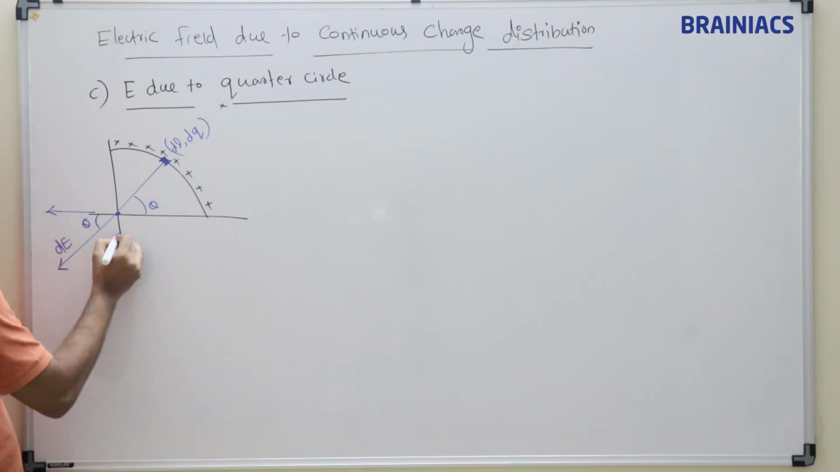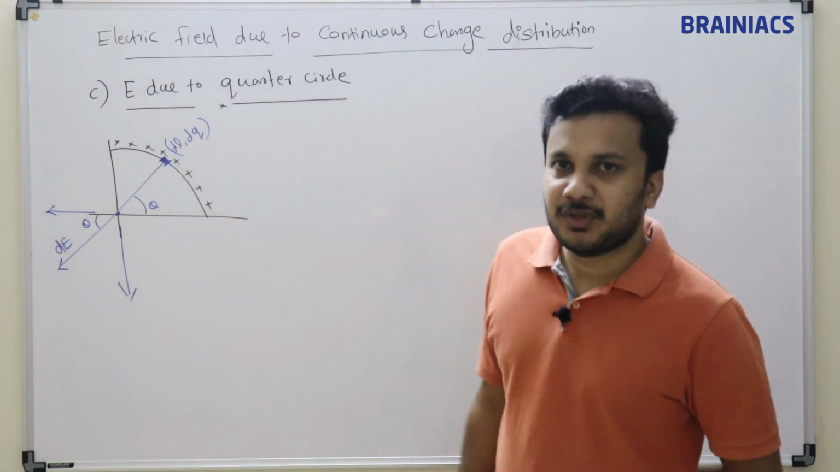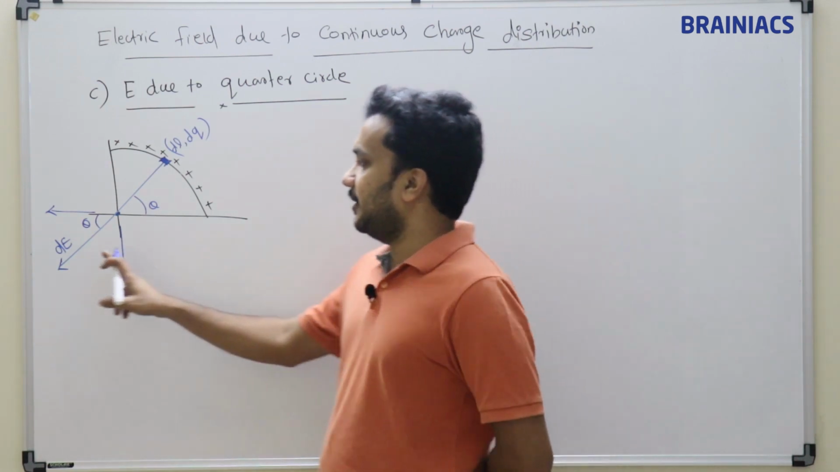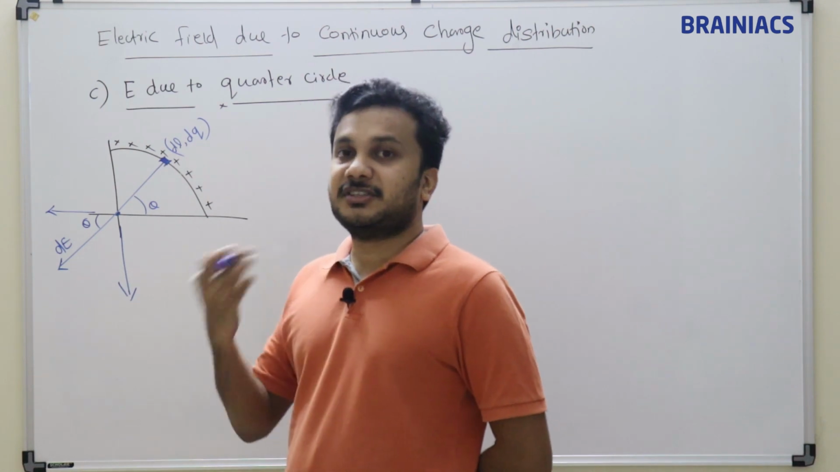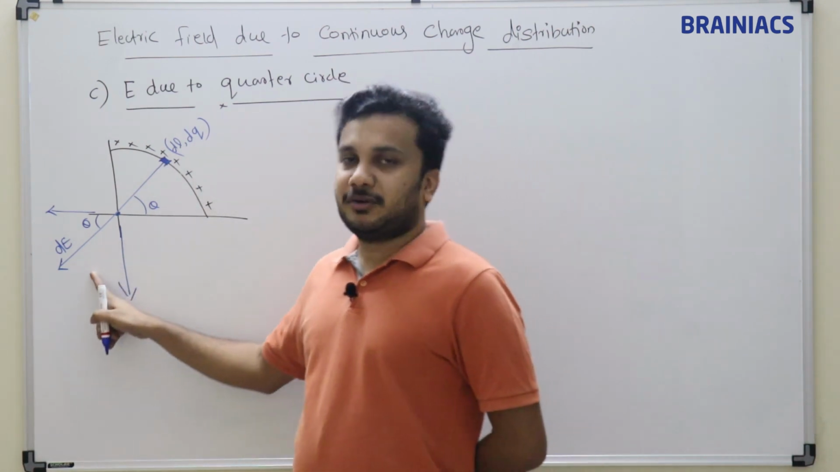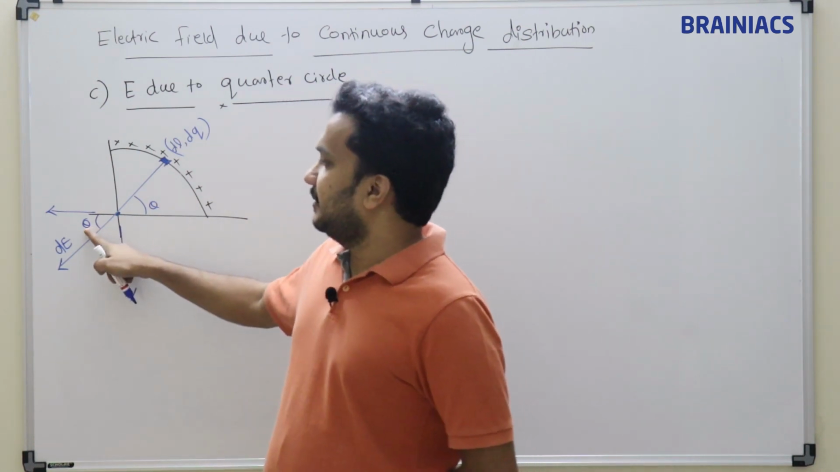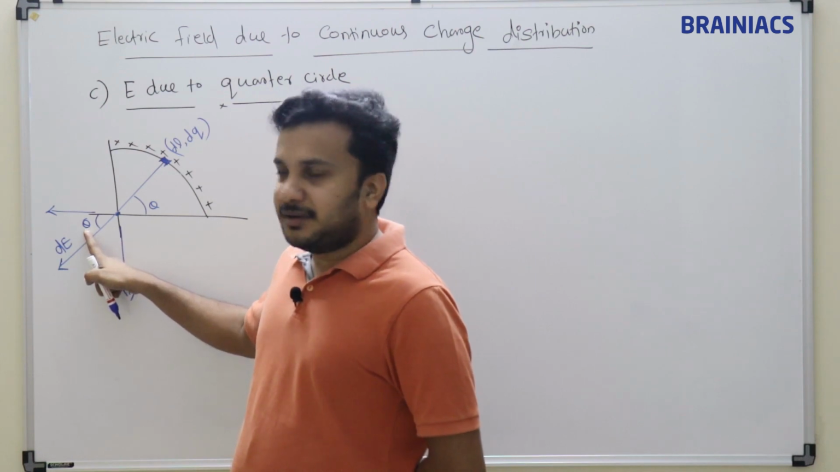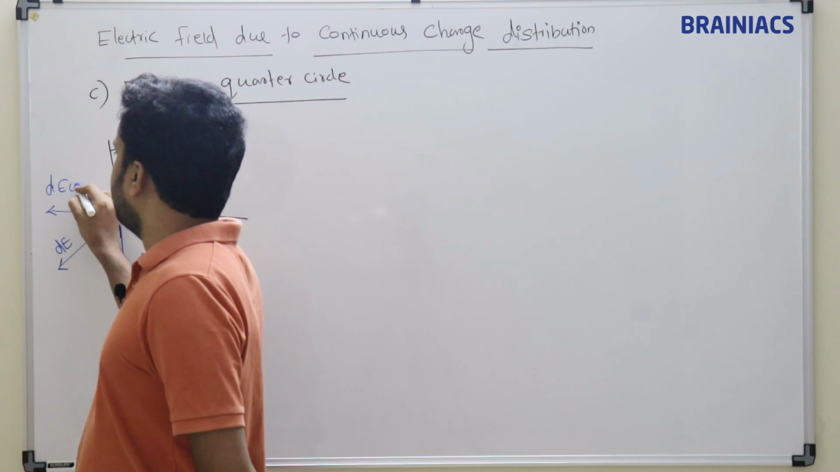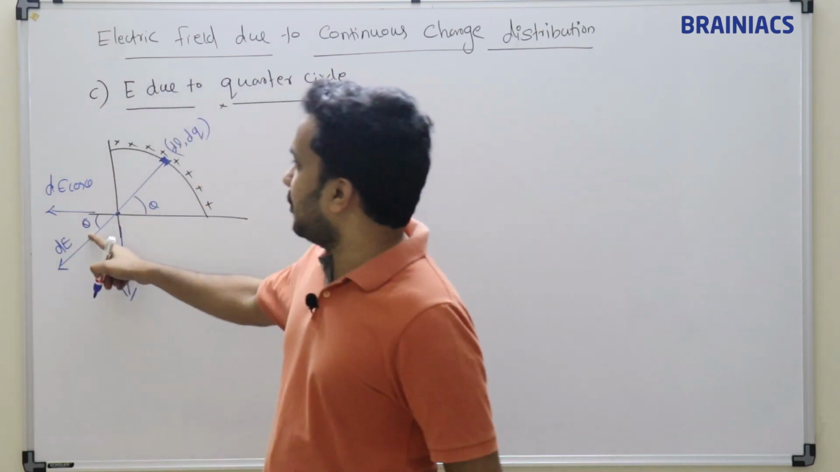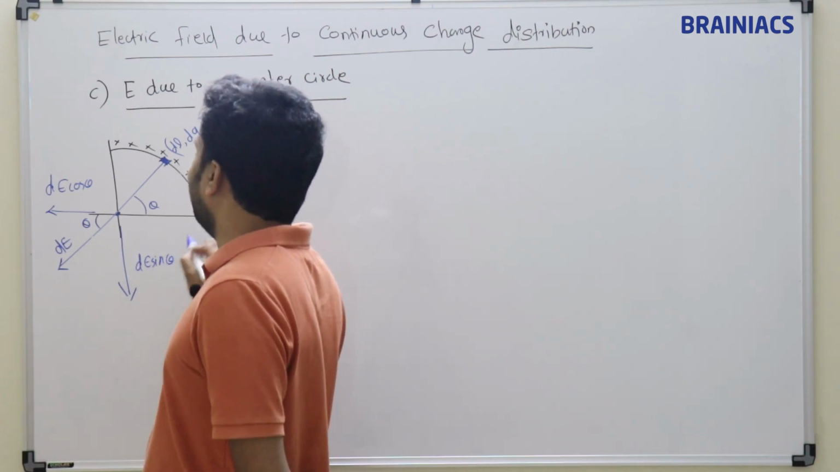This dE we cannot solve directly, as I told in the previous sessions. So we have to resolve this dE, because whatever comes in the x direction or the y direction is easy for us to solve. But this is not on the x axis or the y axis, so it's difficult to solve. So we are splitting this one. The dE component nearer to the theta side is called dE cos theta, and the other perpendicular component is called dE sin theta.